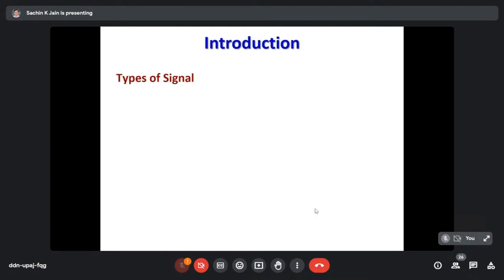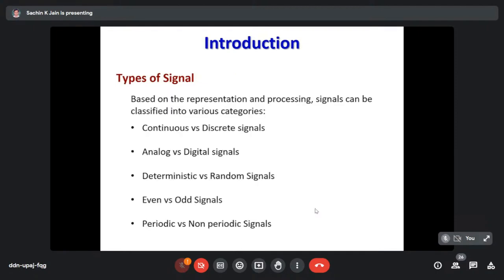There are different types of signals. I think I can skip these basic fundamental concepts if you agree. But if you would like me to discuss this, then please let me know.